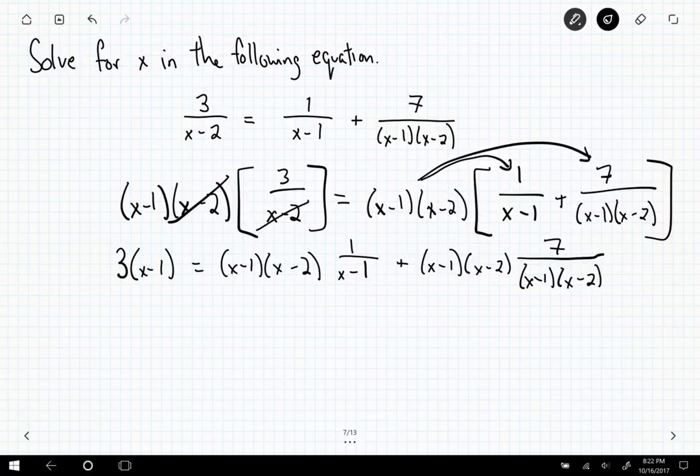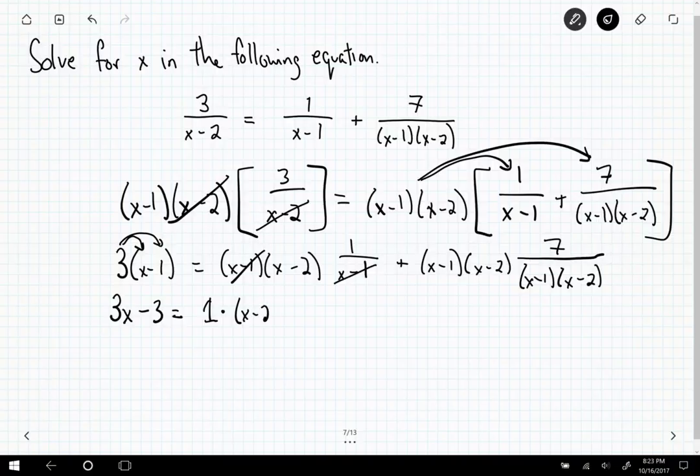Alright, so now it's time to kind of simplify. Well, on the left hand side we can distribute the 3 to both terms, so you get 3x minus 3 equals. Notice our x minus 1's cancel, so we're left with 1 up top, so this goes 1 times x minus 2, which hopefully we recognize is just x minus 2. And then we have x minus 1's cancel, and the x minus 2's cancel, and so we're left with plus just the 7 on top. So if we simplify this a little bit more, you get 3x minus 3 equals x minus 2 plus 7, so that would be x. When we add negative 2 and 7, that gives us plus 5.